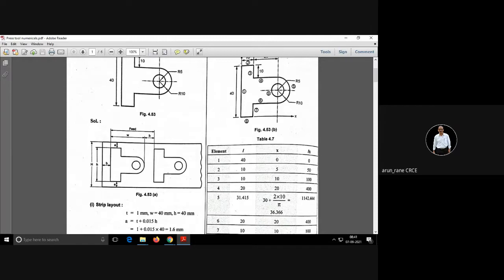Now with respect to this, this is on the origin itself. So x distance will be 0. Okay, now this is Lx मतलब L into x. So 40 into 0, that is 0. All right. Now element number 2.